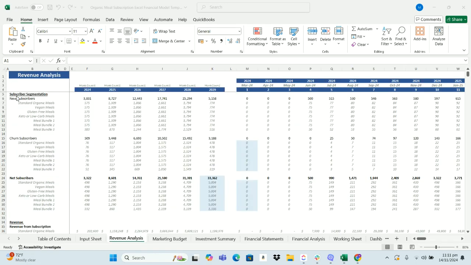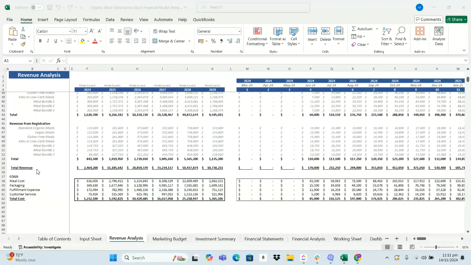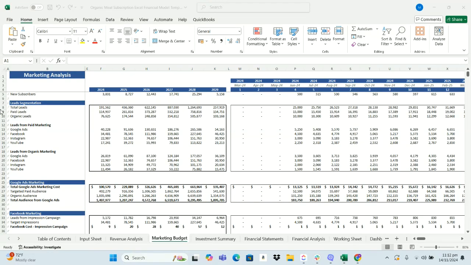Next up, we have revenue analysis, which is calculated on yearly basis and monthly basis. We have calculated our total revenue of the business and then the total cost. Then we have calculating the marketing budget, marketing analysis.